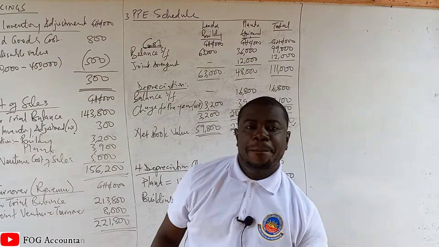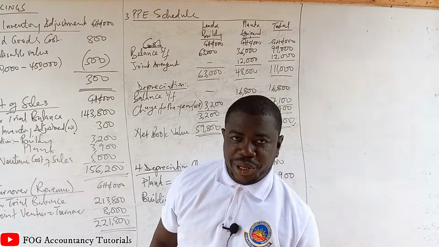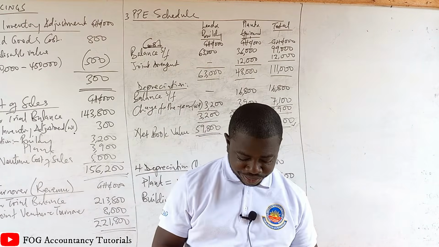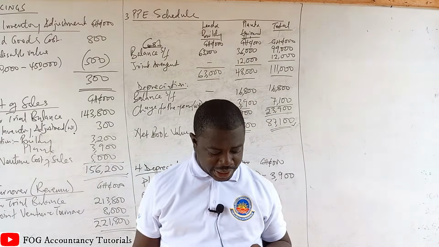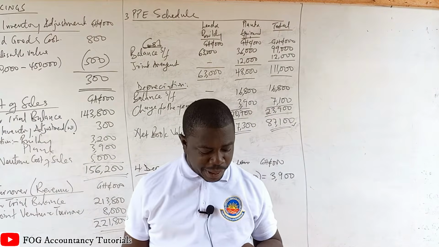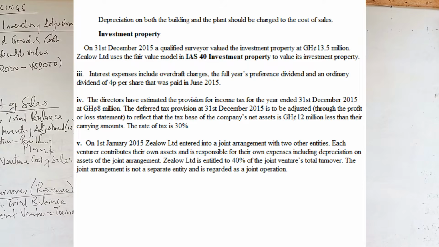All right, so let us continue reading the additional information. There are still some workings to do. We are still under the non-current asset. Afterwards, under investment property, we are told that on 31st December 2015, a qualified surveyor valued the investment property at 13.5 million. Zillow Limited uses the fair value model in IAS 40 investment property to value its investment property.